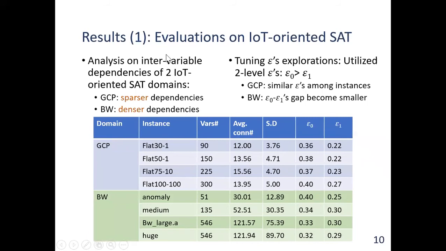We firstly analyze the features of two subdomains regarding the average connection or dependency count per unit. We found that GCP has sparser dependencies while BWs are denser due to higher average connection count and deviations. We then explore the tuning epsilon values for each instance and utilize two-level epsilon. We found that in GCP, the epsilons are similar among instances, but in BW, the gap between the tuning parameters becomes smaller when instances become more complex.